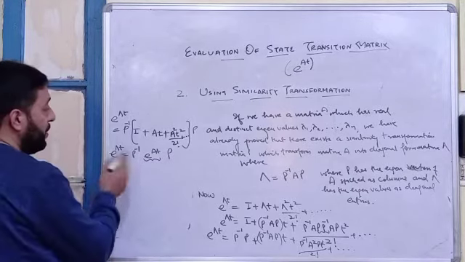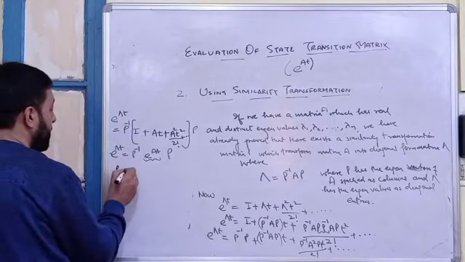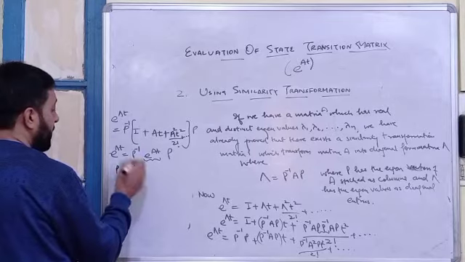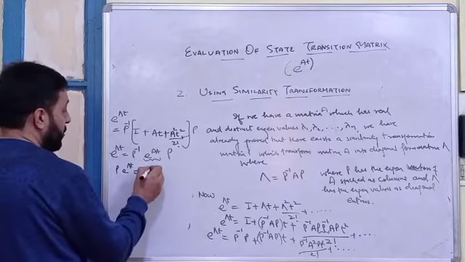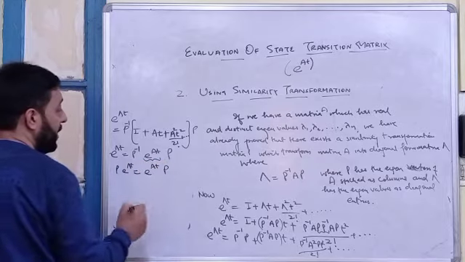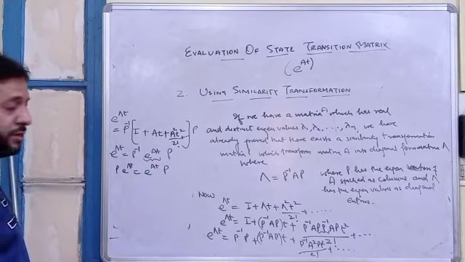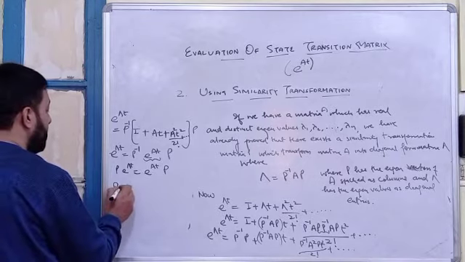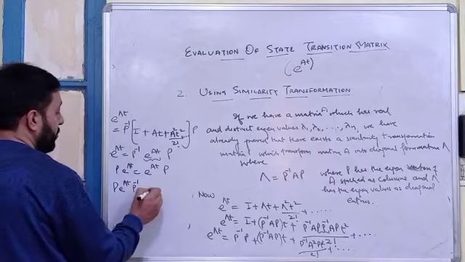Yes sir. So I'll pre-multiply both sides by P. What will I get? P e to the power lambda t. When you pre-multiply by P, this becomes I. So it's e to the power At P. To eliminate this P, I'll post-multiply both sides by P inverse. What will I get? I'll get P e to the power lambda t P inverse, which is equal to e to the power At.